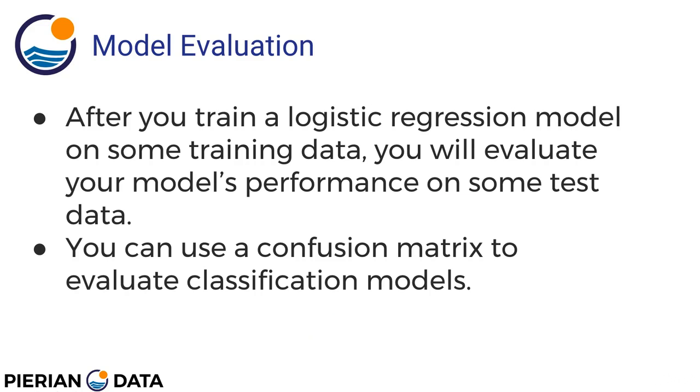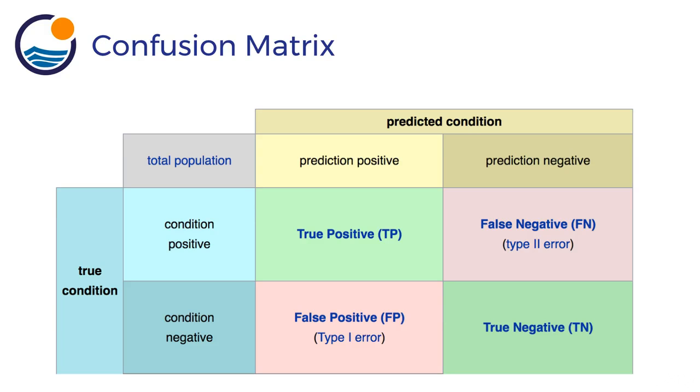After you train a logistic regression model on some training data, you will evaluate your model's performance on some test data, and you can use a confusion matrix to evaluate classification models. So let's discuss that in a little more detail. So this is what a confusion matrix looks like.